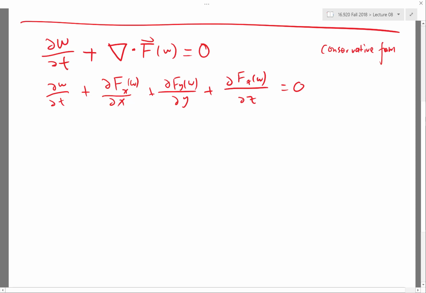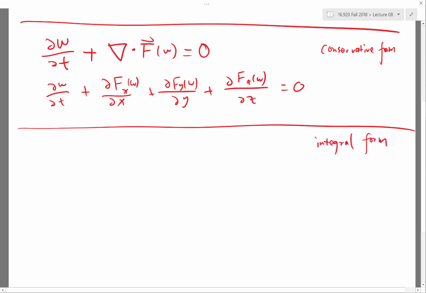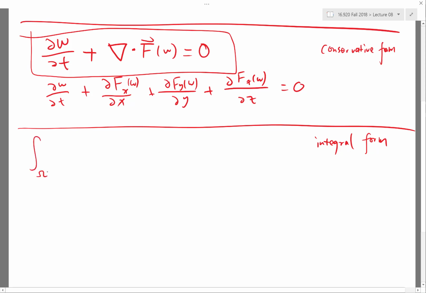All right, okay. So this is the conservative form. And to really use finite difference, we need the integral form. So to get the integral form, we'll just take this, the most convenient form, and integrate over a spatial domain omega.